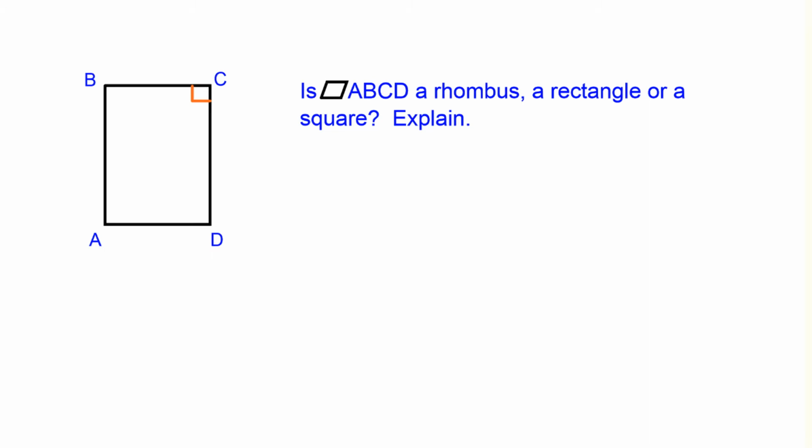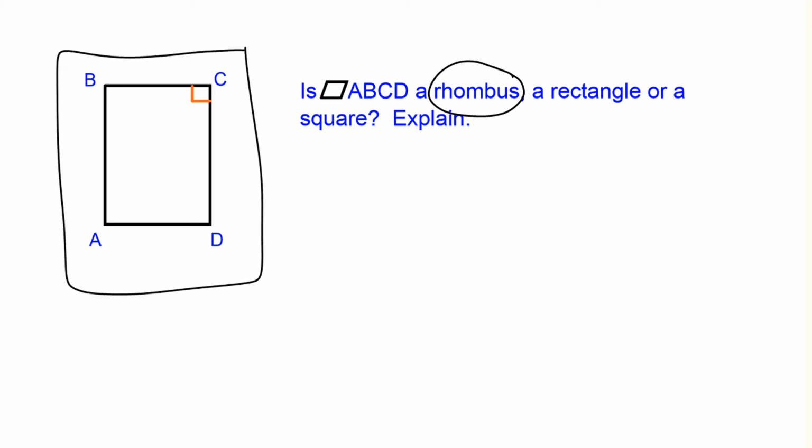Okay, so here's our first question. Is parallelogram ABCD a rhombus, a rectangle, or a square? Explain. Well, let's take a look at our definition of all three of our parallelograms and see what we have. So by definition of a rhombus, what makes a parallelogram a rhombus? That's right, we have to have all four sides congruent. Is there anything in this parallelogram that indicates that all four sides are congruent? No, I don't have anything.